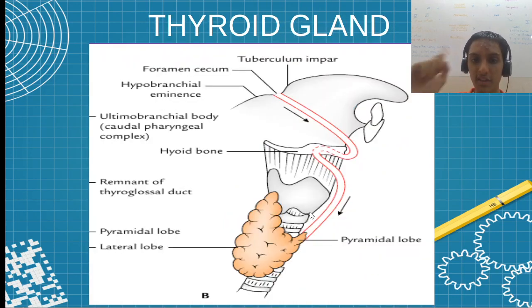Now the pathway of the thyroglossal duct: where does it start? From the pyramidal process. Where is it going up to? If we trace the pathway, it is going up to the foramen cecum. Please remember, thyroid gland develops from foramen cecum, tuberculum impar. The tongue also develops from the same thing. And also there will be hypobranchial eminence, which we will see in the development of the tongue in detail. So this is the pathway of the thyroglossal duct.